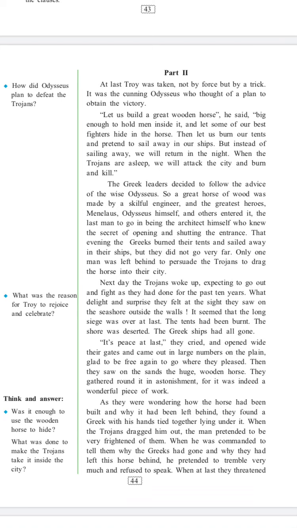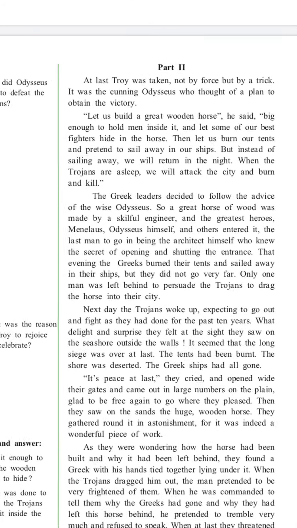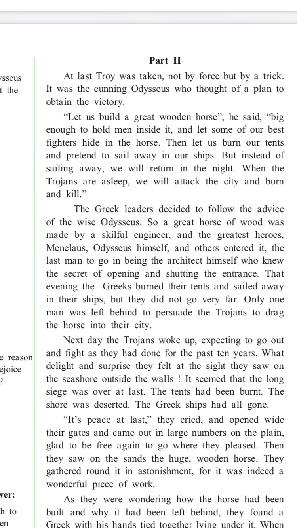So it goes this way. At last Troy was taken not by force but by a trick. It was the cunning Odysseus who thought of a plan to obtain the victory. "Let us build a great wooden horse," he said, "big enough to hold men inside it, and let some of our best fighters hide in the horse.